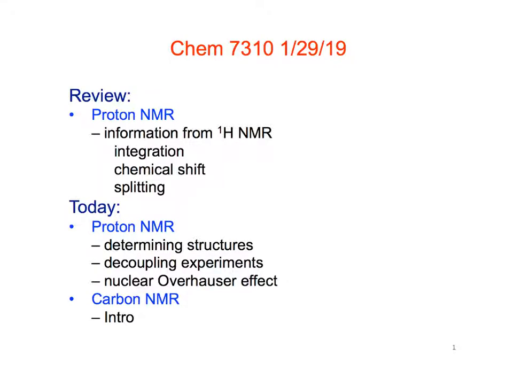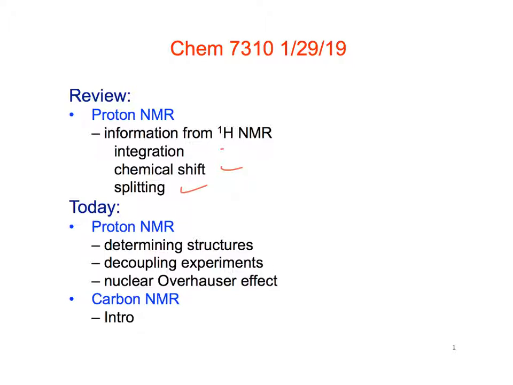All right, so I think today we can probably finish up our discussion of one-dimensional proton NMR. And then the next thing we're going to do is talk about C13 NMR. Up to now we've talked about the three main pieces of information that we can gain from proton NMR: integration, chemical shift, and splitting.